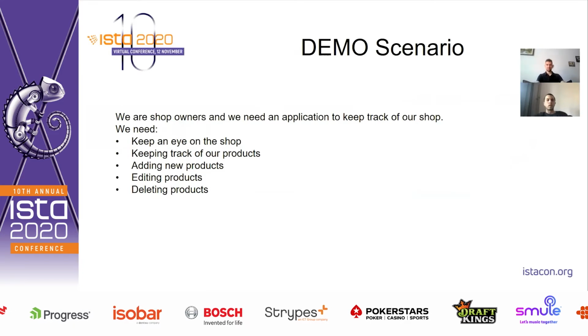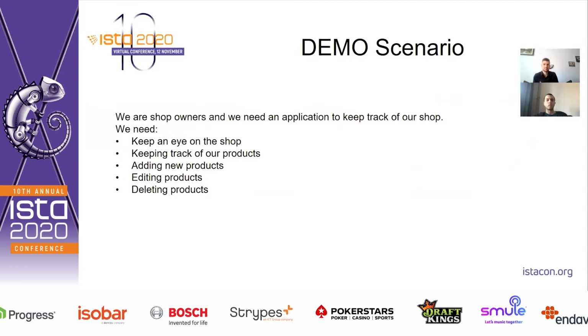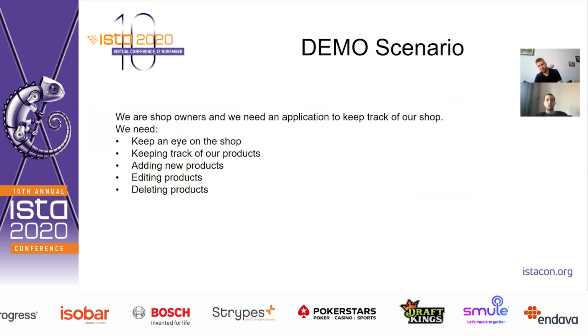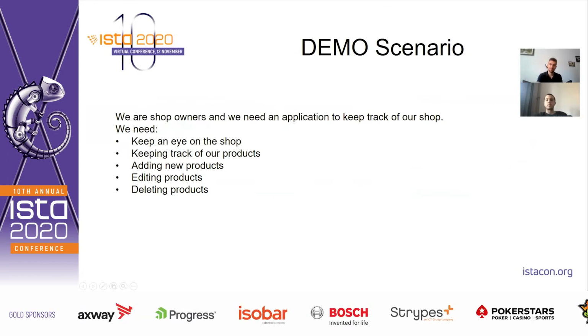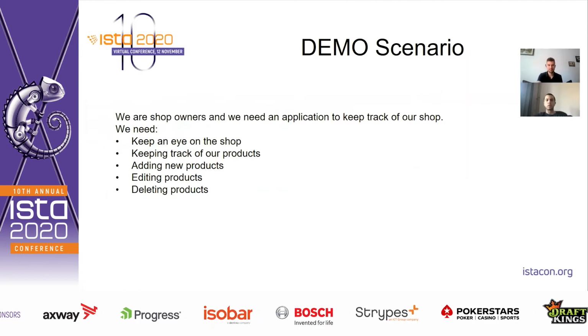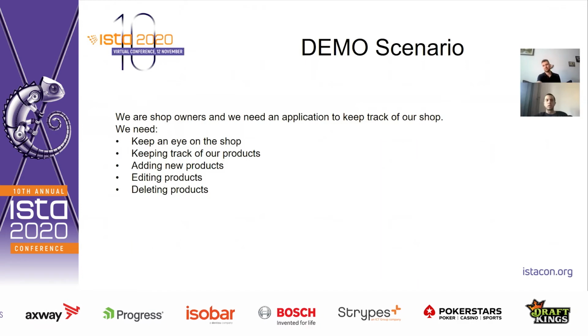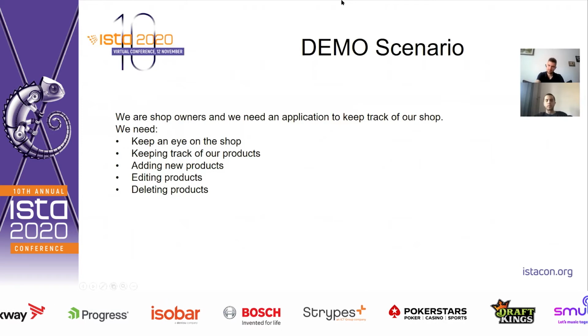So now let's imagine that we are shop owners and we need an application to keep track of our shop. Most importantly, we need to keep track of our products. We need a way to add a new product, to delete a product, to edit a product, to search or probably sort the products that we have. And besides that, we might have some other systems running within our shop, or some statistics, for example, that we want to keep an eye on. So this is basically the demo scenario that we are going to see after a while.